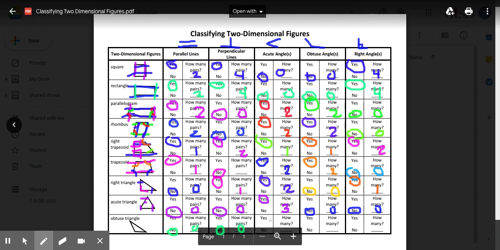It asks if you have any acute angles. The answer is yes. You have an acute angle here, an acute angle here, so you have 2. So your answer is yes. And you have 2 acute angles. The next question says, do I have any obtuse angles? Well, it's called an obtuse triangle, so you have 1 obtuse angle, which is right here. So your answer is yes. And you have 1. And then your last question asks if you have any right angles. The answer to that is no, with 0.